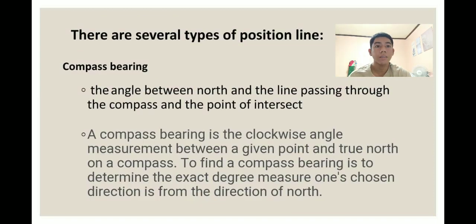There are several types of position line. First, compass bearing. The angle between north and the line passing through the compass and the point of intersect. A compass bearing is the clockwise angle measurement between a given point and true north on a compass. To find a compass bearing is to determine the exact degree measure of one's chosen direction in reference to the direction of north.